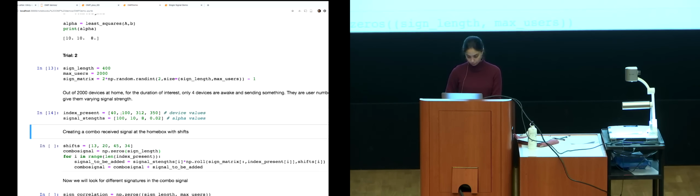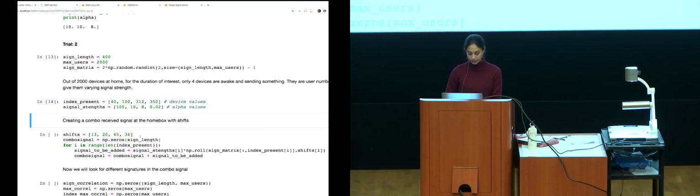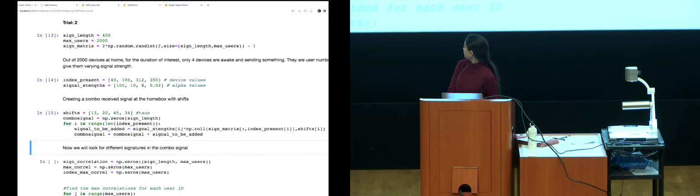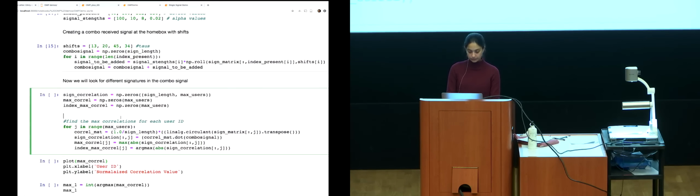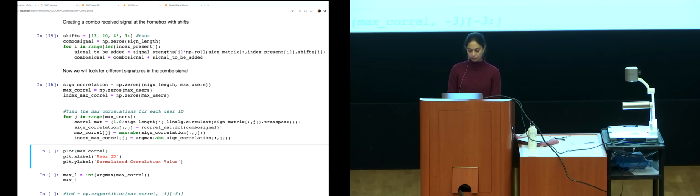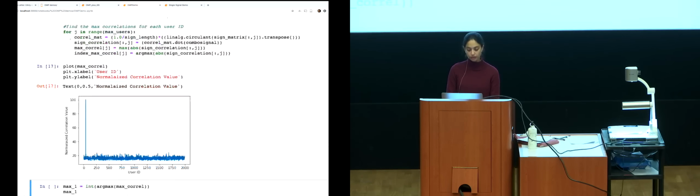So we have the different device values, the different alpha values, and then we have these different shifts, which are the taus. So we have the shifts 13, 20, 45, and 34. And then we create this combo signal, right? Which is just adding all of these things up. And then we said, okay, let's see what we get. Let's again plot the max correlation.